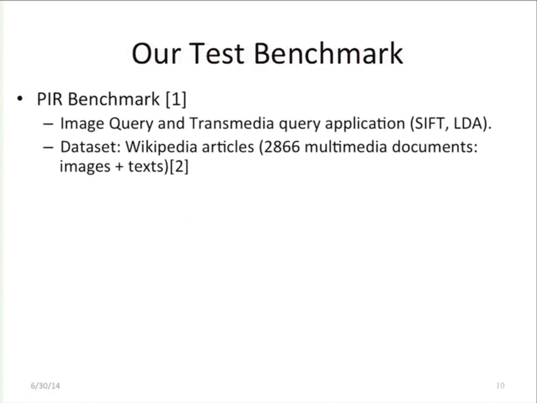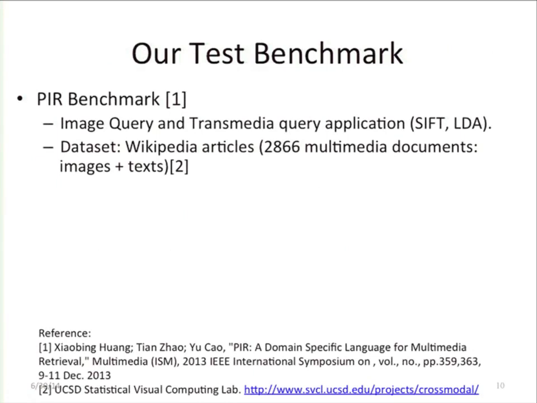So our test benchmark is the PPR benchmark. If you are interested, we have a paper published for PPR. You can check out the link in the reference below. And for a quick introduction to the PPR benchmark, we have image query and transmedia query applications, which contain SIFT and LDA algorithms. And the data set we use is Wikipedia articles, which contains 2,866 multimedia documents, including images and texts.